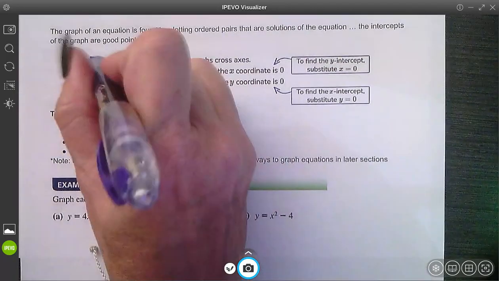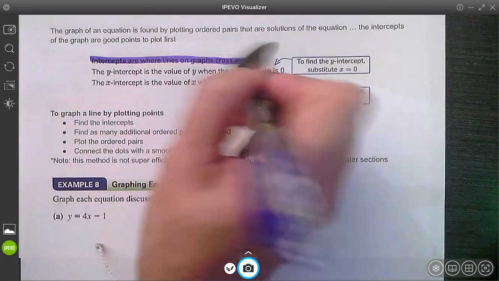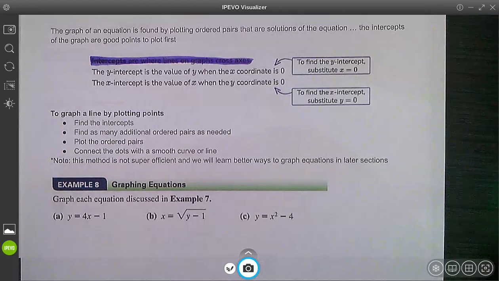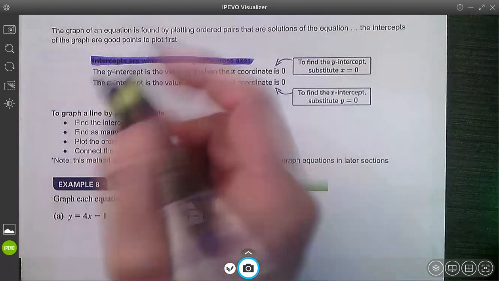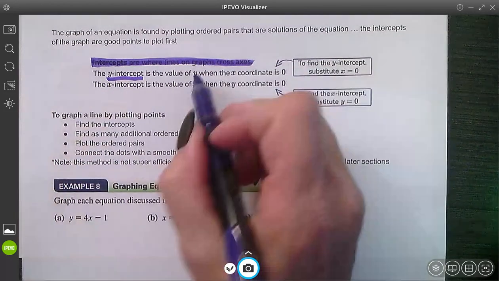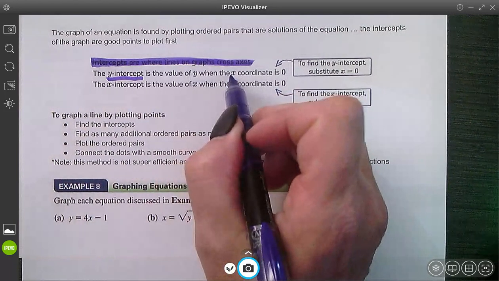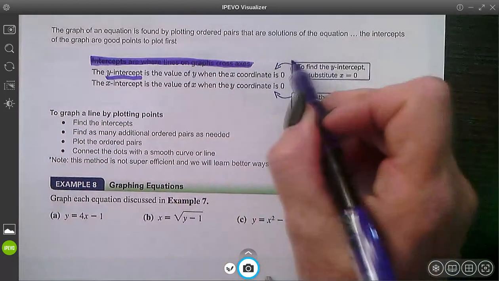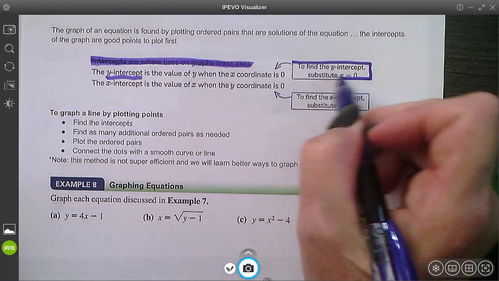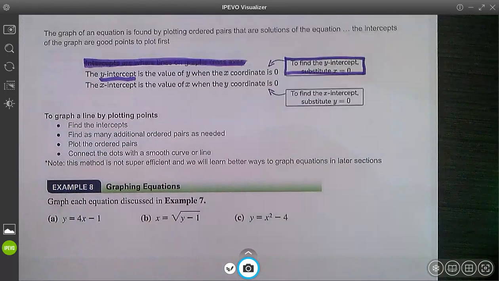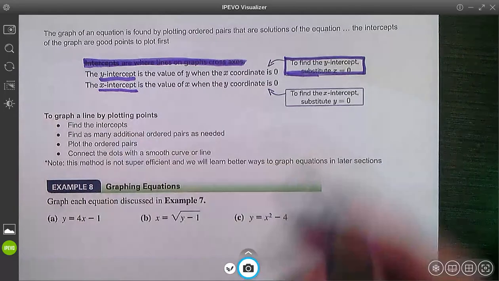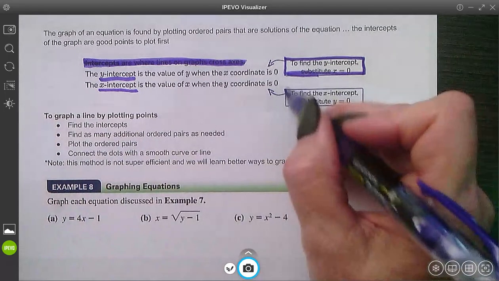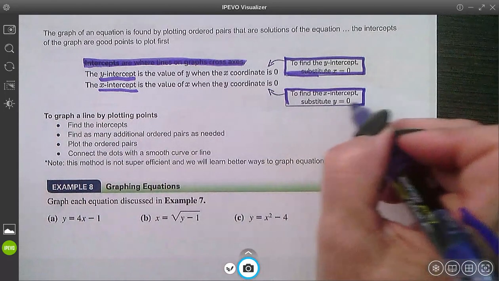Ooh, that is a very dark highlighter. Hopefully you can still read that. Don't use that dark of a highlighter on your page. Intercepts are where lines on graphs cross axes. So the y-intercept is the value of y when the x-coordinate is 0. So to find the y-intercept, we are going to substitute in 0 for x. The x-intercept is the value of x when the y-coordinate is 0. So to find the x-intercept, we're going to substitute in 0 for y.